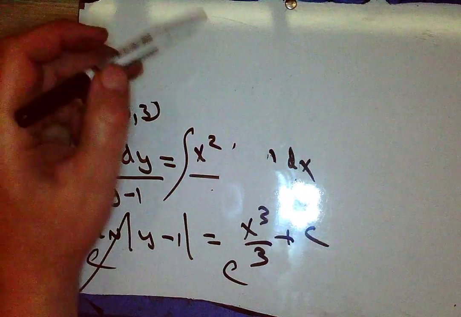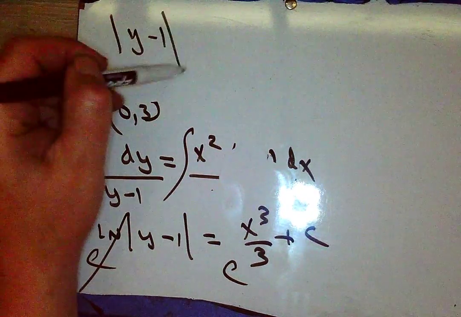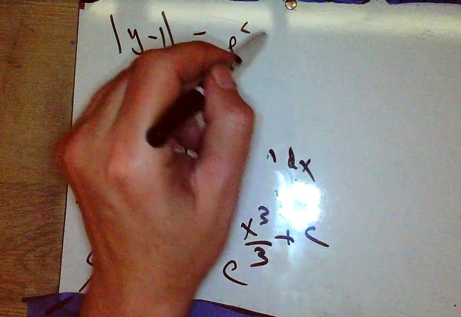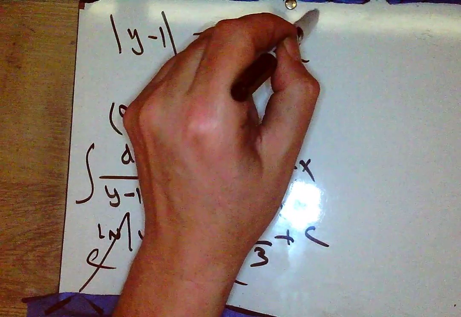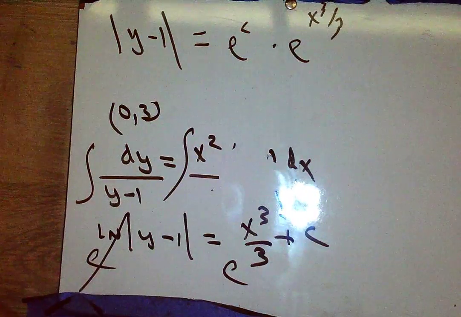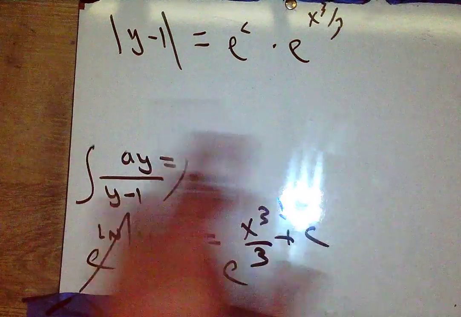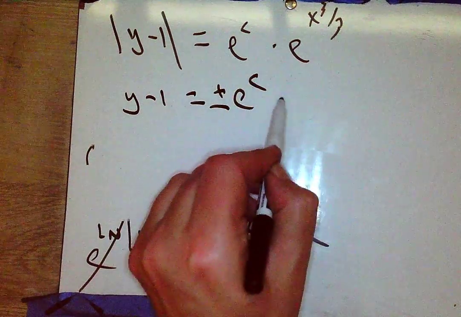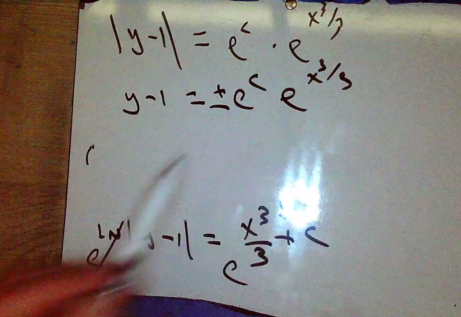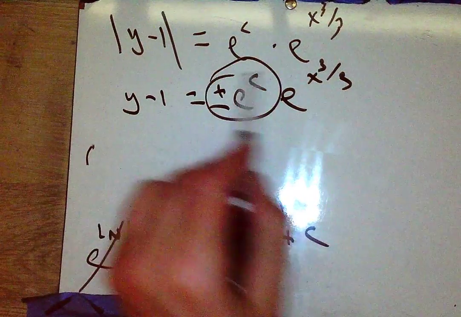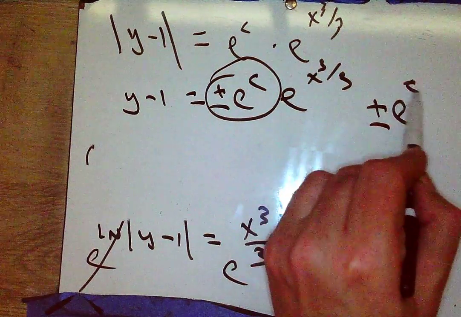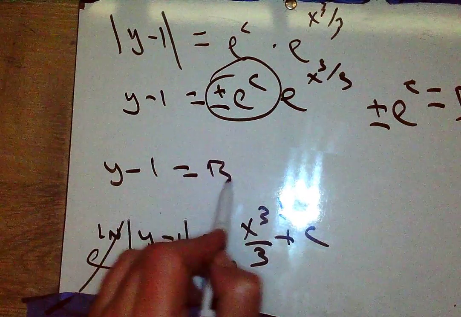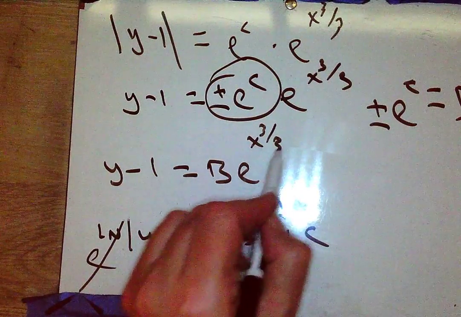And then what can I do? Well, I've got absolute value of y minus 1. And here, because of that plus sign, I can write e to the c times e to the x cubed over 3. To get rid of these absolute value bars, I need to introduce plus or minus e to the c. And let's say that plus or minus e to the c is b. So I've got y minus 1 equals b, e raised to the x to the third over 3.